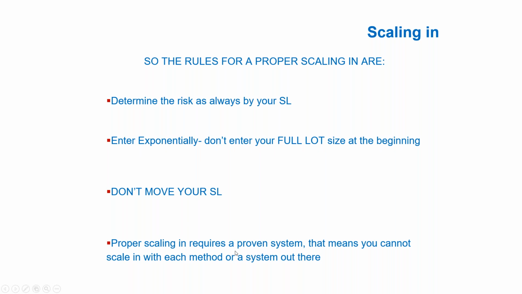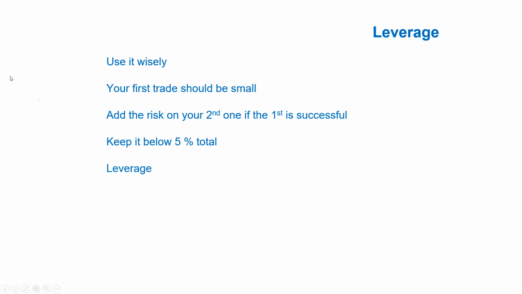And proper scaling in requires a proven system, a method that will actually allow you to use these zones and scaling ins. Your first trade should be small. That is why I advise using lower leverage. Add a risk on your second trade if the first one is successful, but keep it below 5% total. The leverage should be used wisely.